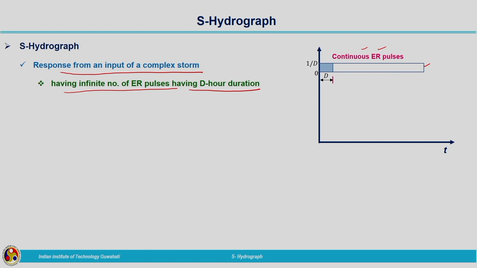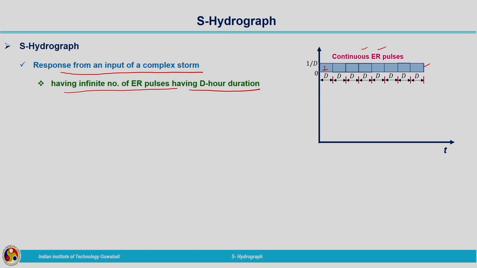So, we are splitting the time into a number of different discrete times. This way we can divide the entire time period, and this complex storm can be divided into continuous effective rainfall pulses like this. Each pulse can be considered as a pulse input having an intensity of 1 by d centimeters per hour, or 1 centimeter depth uniformly distributed over that particular duration. So, let this be the first pulse, with rainfall intensity 1 by d centimeters per hour, or rainfall depth of 1 centimeter for a dr duration.